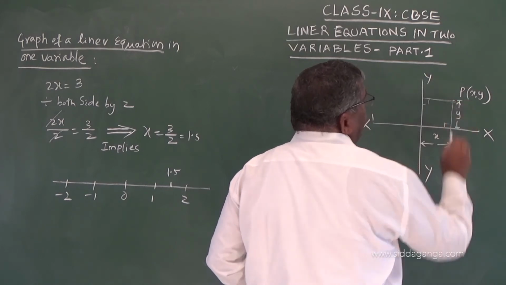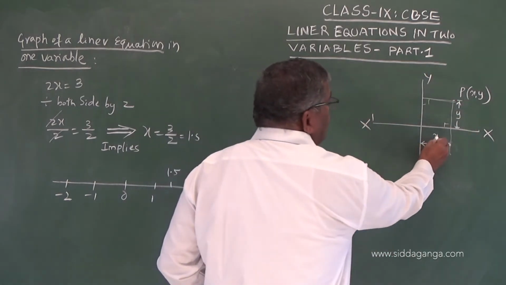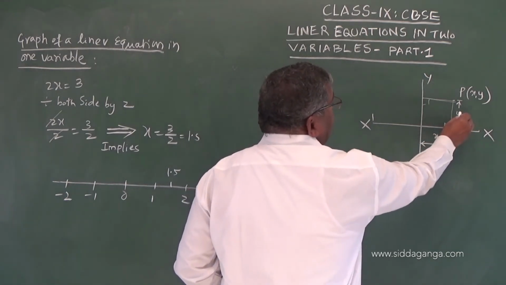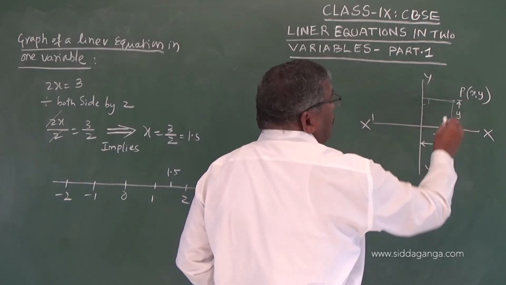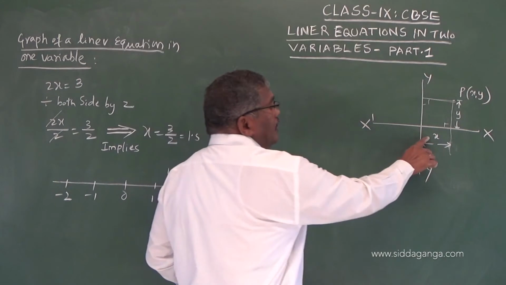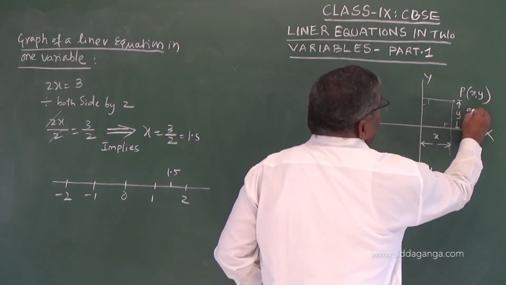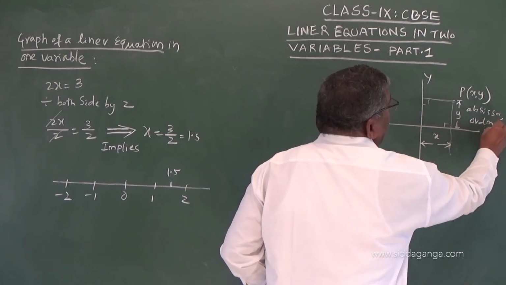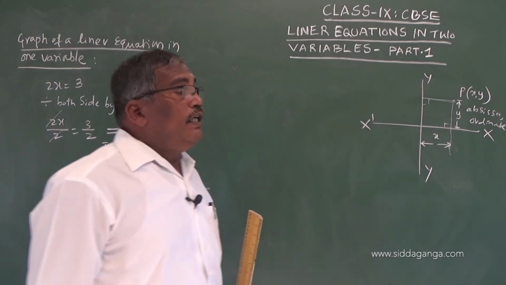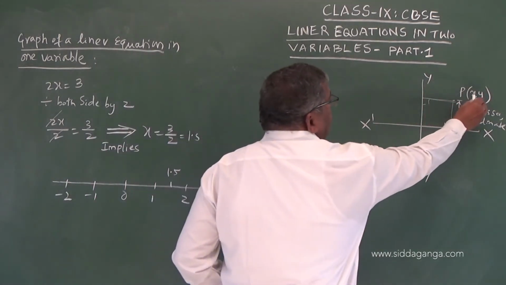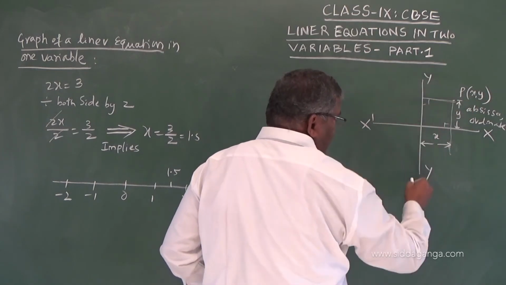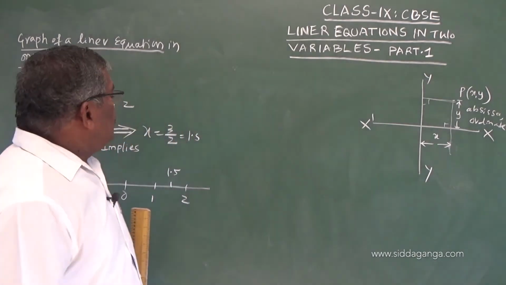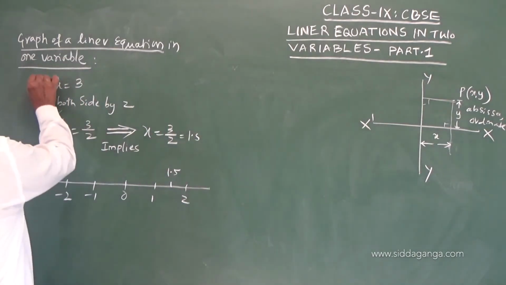This is ordinate. So this is abscissa or the x coordinate, and ordinate or y coordinate. So abscissa comma ordinate. So more clearly, x is the distance of the point from the y axis, and y is the distance of the point from the x axis.